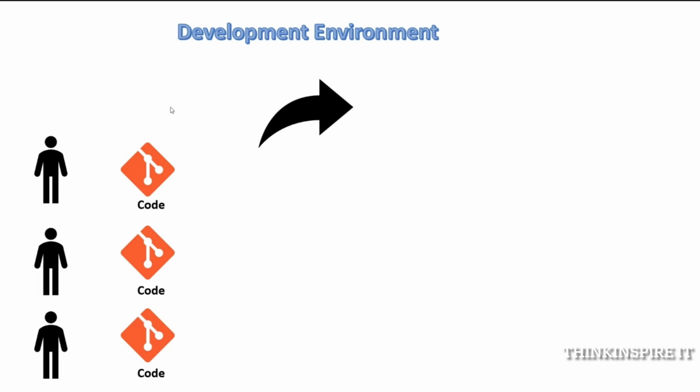In this phase, the developers come into the picture. They will be using Git. Each developer will be assigned respective modules. Module 1 will be assigned to developer 1, module 2 will be assigned to developer 2, and module 3 will be assigned to developer 3.